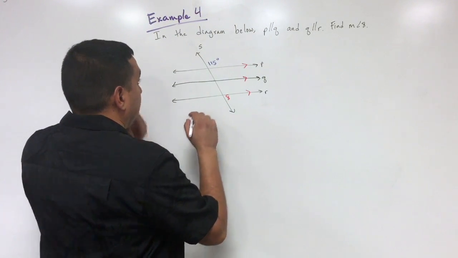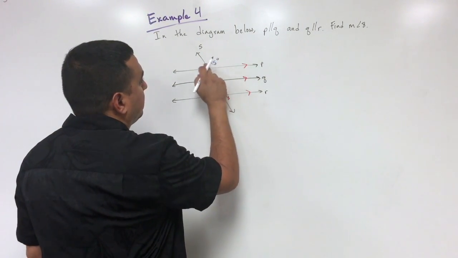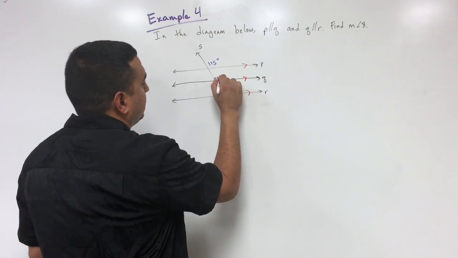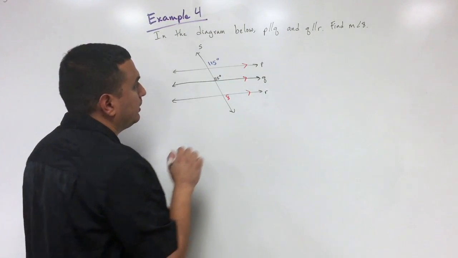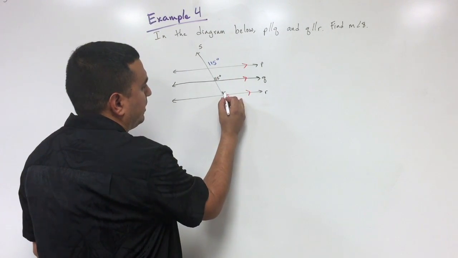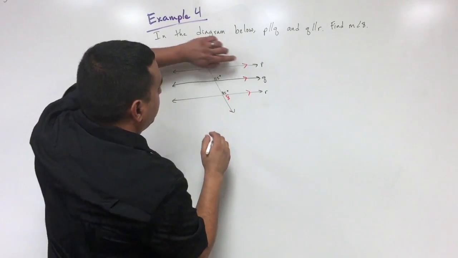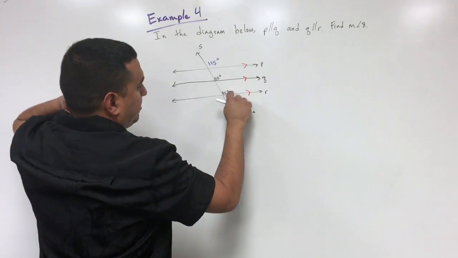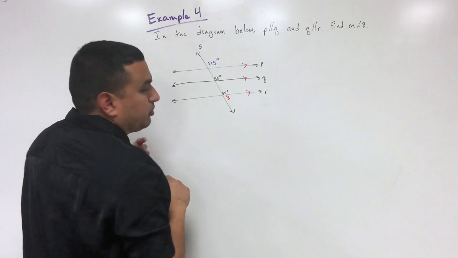So corresponding angles would tell me that if this angle right here is 115, that means this one right here has to be 115 degrees. Okay. And if this is 115, that means this right here has to be 115, because they would be corresponding. If I ignore this line P up here, these two would be in the same position. So they would be congruent.